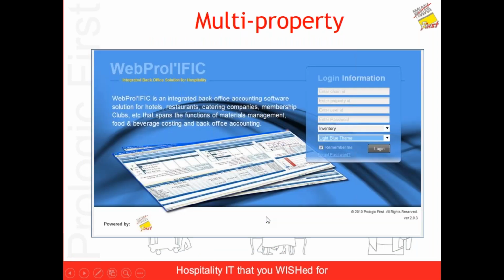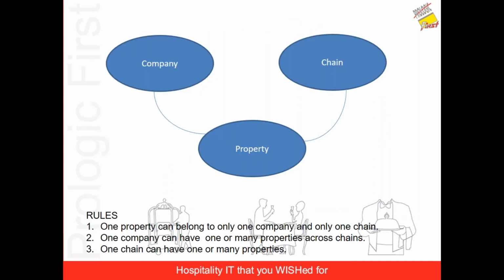This is how the login screen looks. I will show you in the application as well. So the concept that Web Prol'IFIC follows is that it can be configured as company, chain, and property. The consolidation available, this is for your information, the consolidation of reports which is possible in Web Prol'IFIC, can be at the chain level. It can also be at the company level.